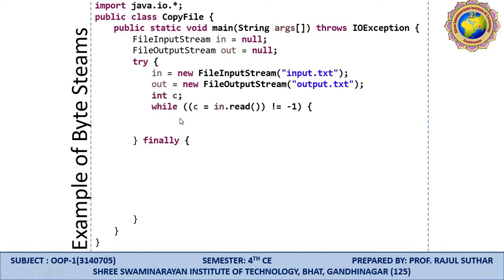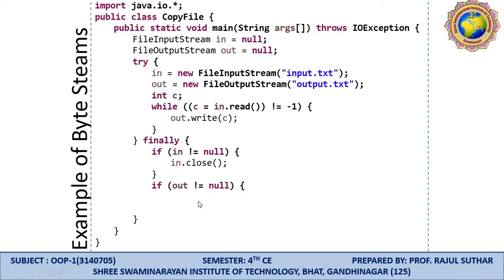int c; while ((c = in.read()) != -1): if you are working with the file input.txt, it will continue until the end of file, -1, so all the characters will be read till the end of file. Out.write(c) means a particular character will be written to the file. If in is not equal to null, in.close().